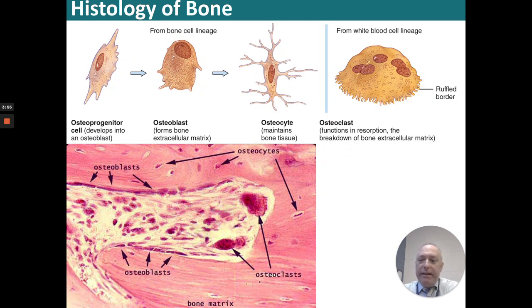Okay, so what's the lineage? Well, you remember the connective tissue mostly comes from mesenchymal cells, and so that's where we get our osteoprogenitor. It then differentiates into an osteoblast, which forms a lot of the matrix and forms the bone tissue, and then it gets trapped in its own bone that it is secreting, and becomes an osteocyte, where then it is just to maintain the bone tissue. The osteoclast is actually a different cell line. This is from white blood cells. And the function of the osteoclast is in resorption of calcium and the breakdown of the matrix in the bone.